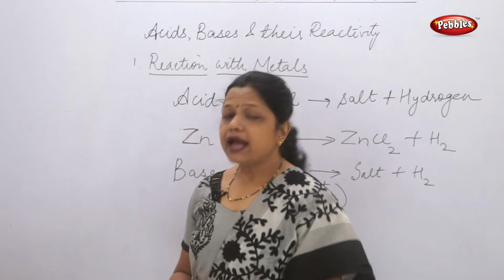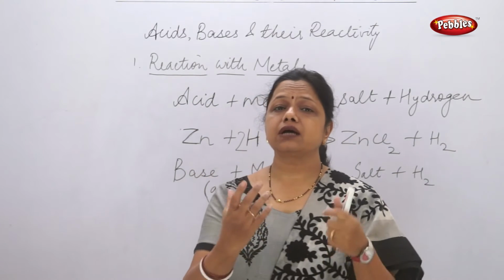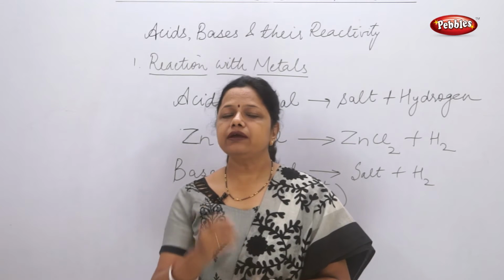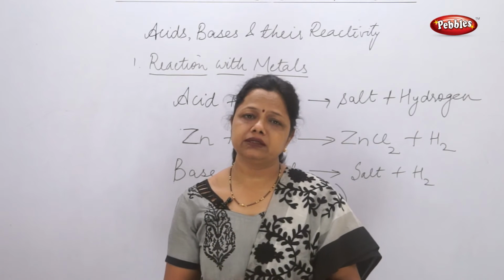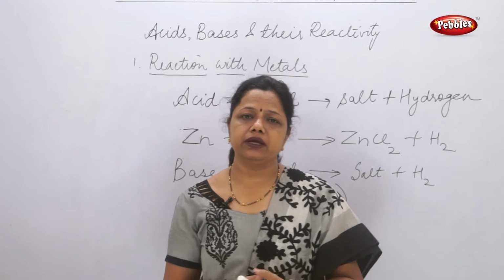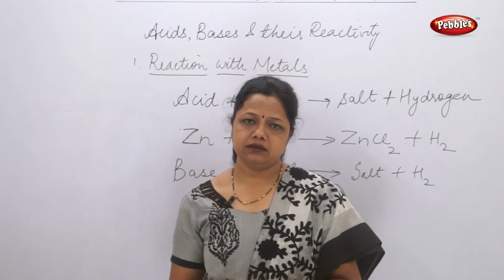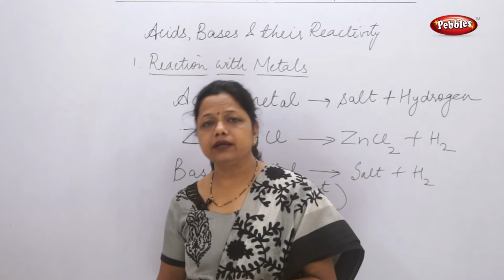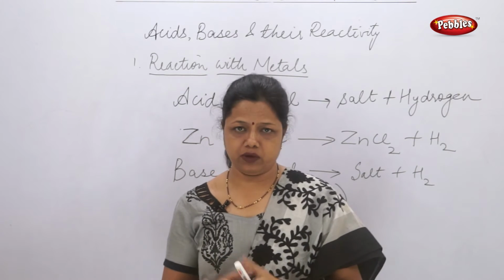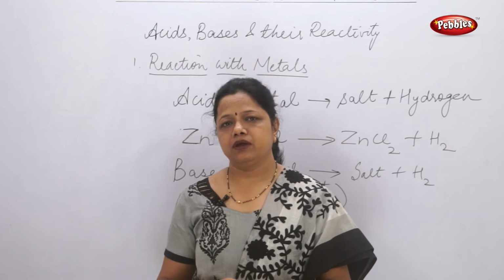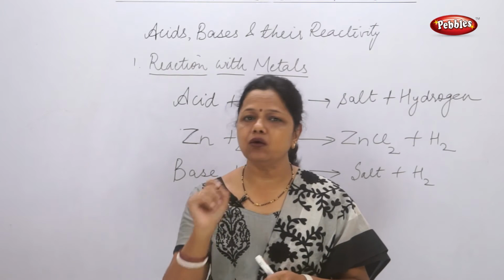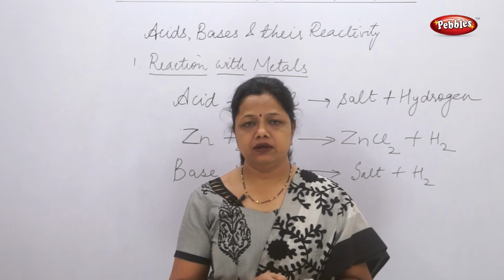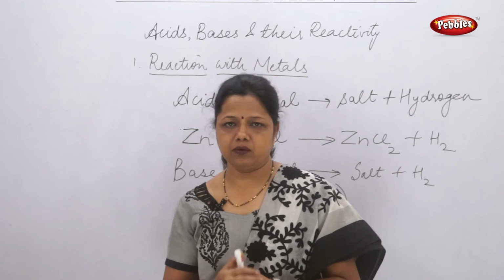Now what about the reactivity of acids towards carbonates and bicarbonates? Now what are carbonates and what are bicarbonates? If I give an example, any metal carbonates, I can take sodium carbonate, aluminium carbonate, magnesium carbonate. So these are the carbonates. And metal bicarbonates can be sodium bicarbonate, aluminium bicarbonate, magnesium bicarbonate. What's the difference between them? Carbonates are shown by the radical CO3 and bicarbonates are shown by the radical HCO3. So this is the difference between carbonates and bicarbonates.